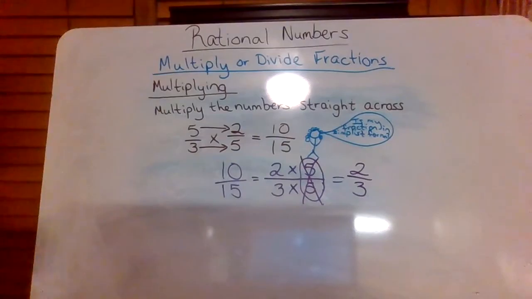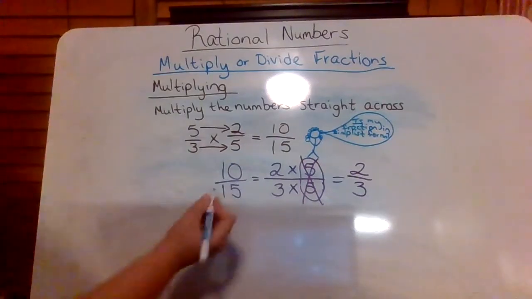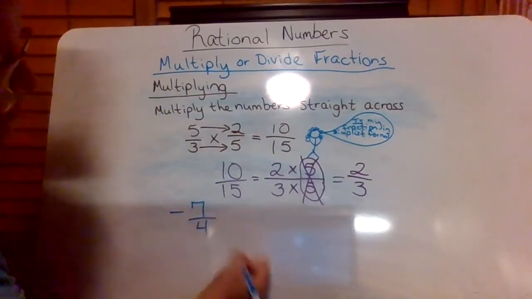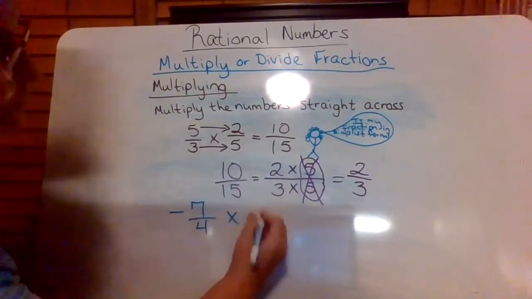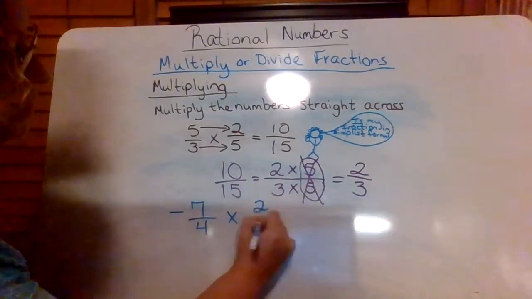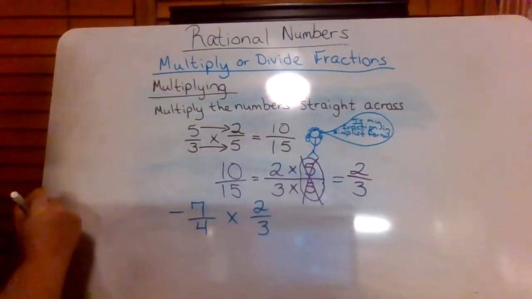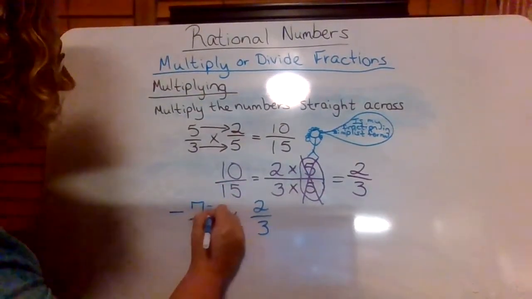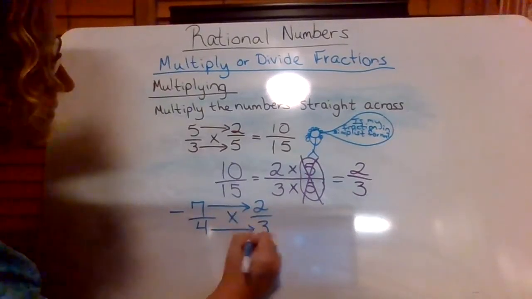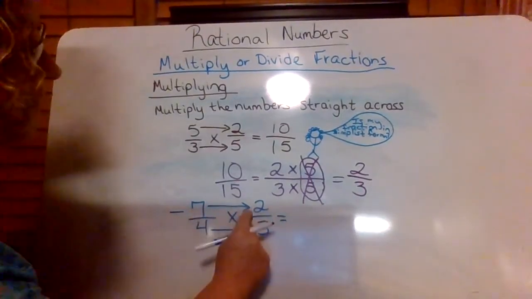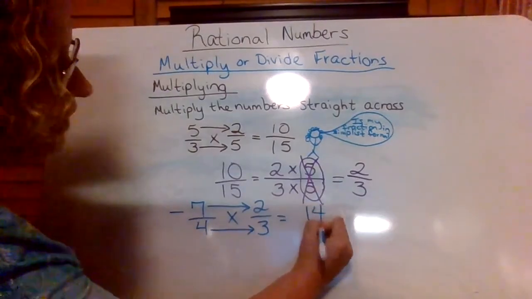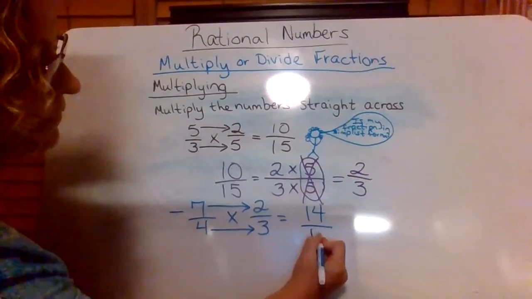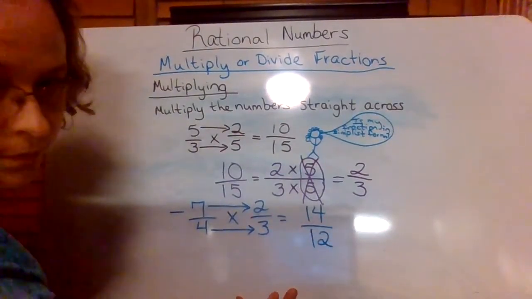Let's do another one. Let's say that I give you negative 7/4 times 2/3. Okay, negative 7/4 and 2/3. Again, we literally multiply straight across. So 7 times 2 is 14. 4 times 3 is 12.